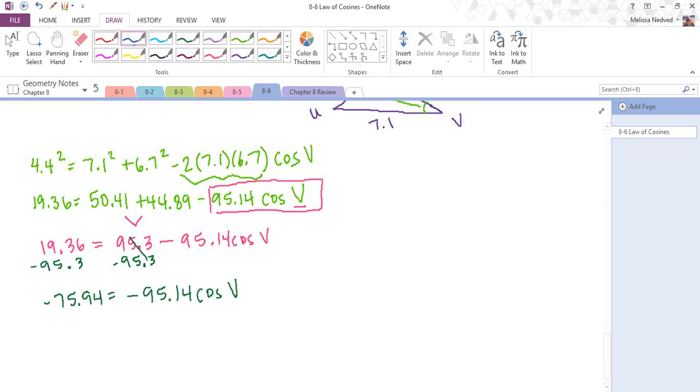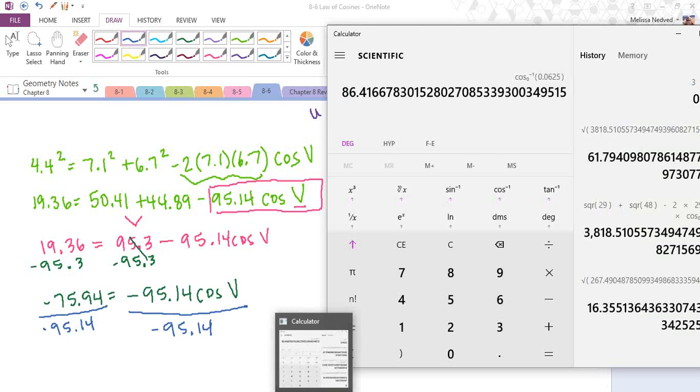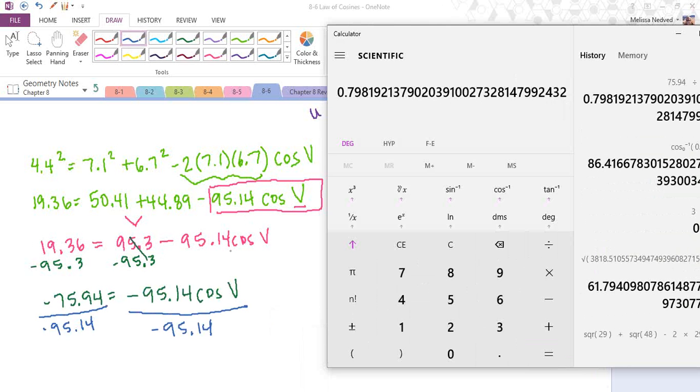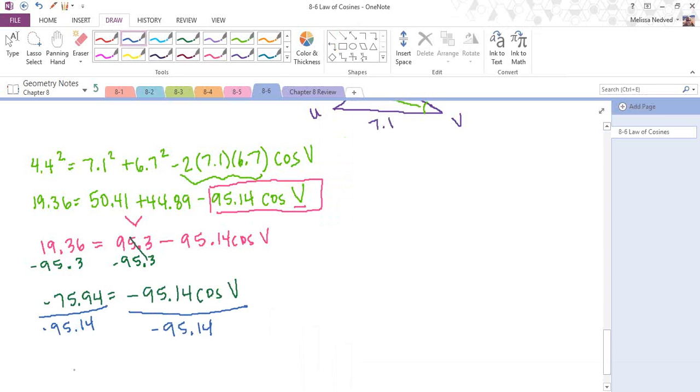And now I can deal with this 95.14 by dividing both sides by negative 95.14. And here we're not going to get a nice number. Negative divided by negative is going to be positive. So 75.94 divided by 95.14, about 0.798. Leave that in your calculator if you can to use that in our next step. So I've got 0.798 is equal to cosine of V.